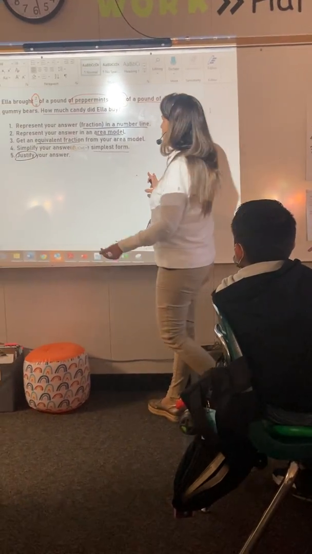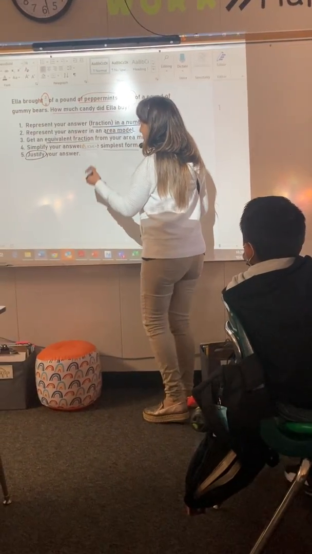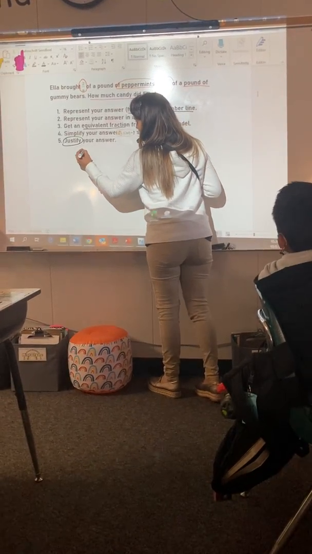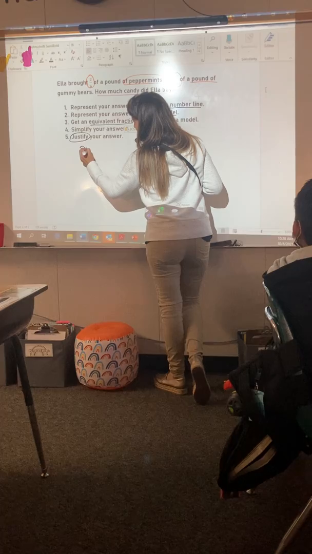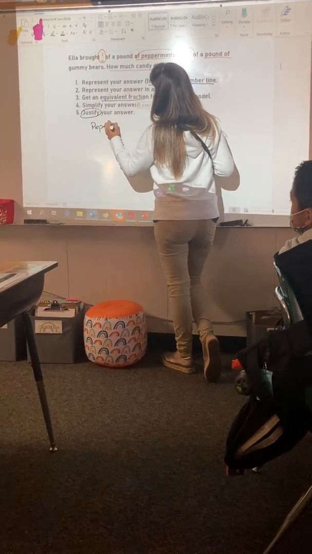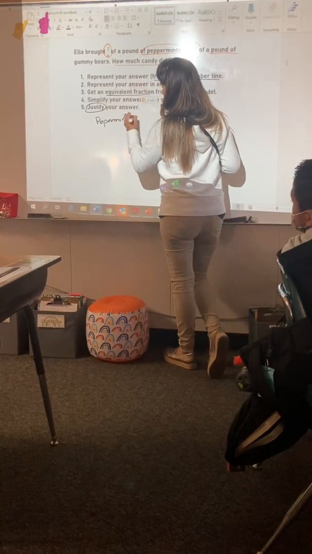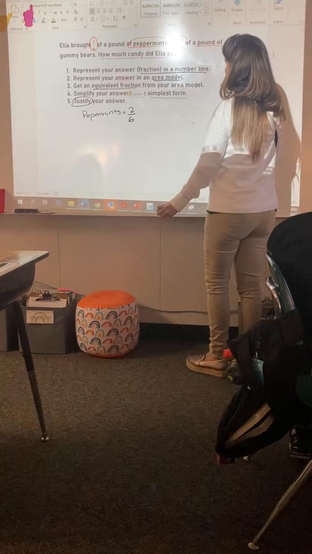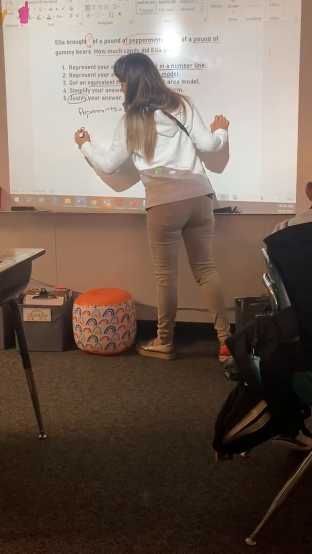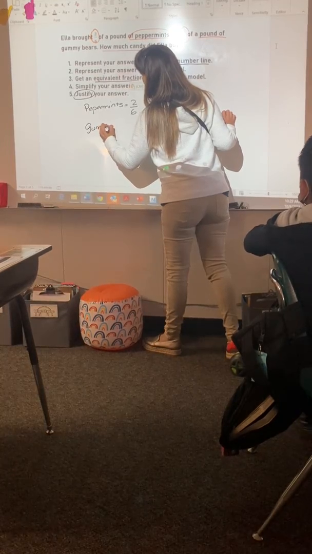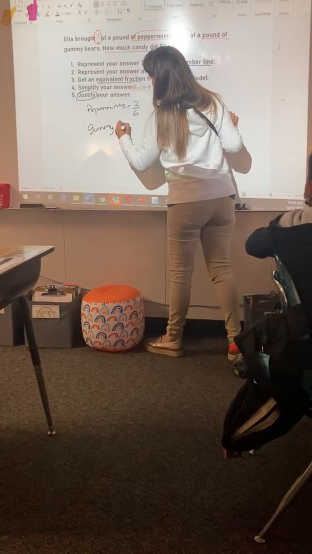but let's do first the addition. So, how many peppermints you bought? 2/6. Okay, so we can write peppermints equal to 2/6. Okay, and how many gummy bears? 2/6. 2/6 of a pound. Let's call things by their name.